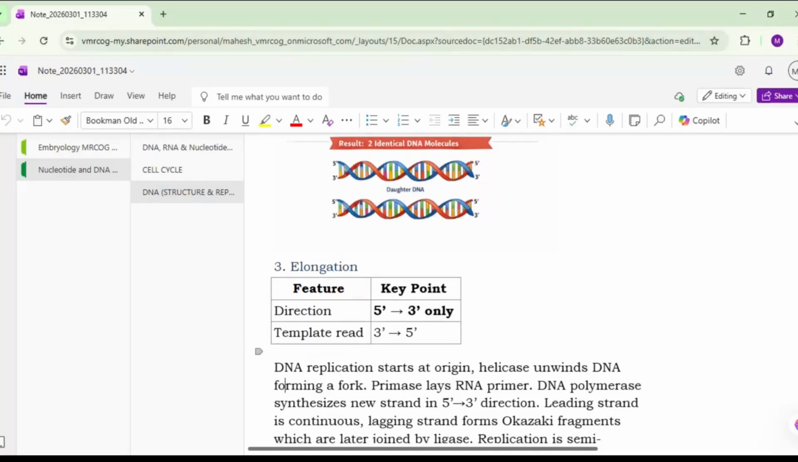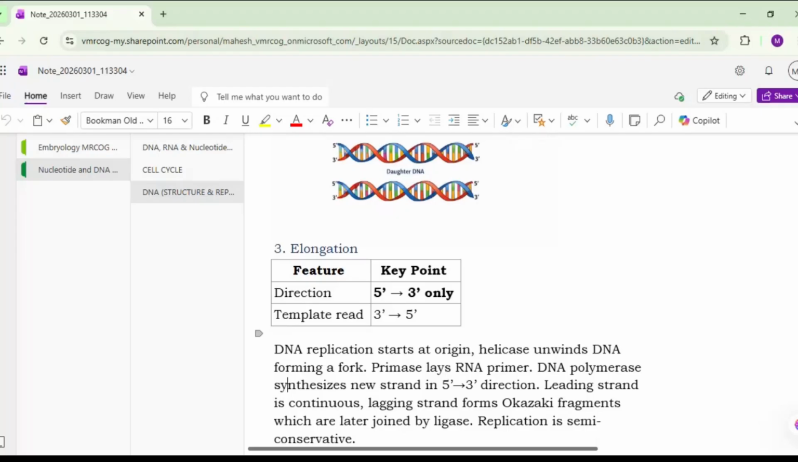So DNA replication starts at the origin. Helicase will unwind the DNA, forming a fork. Then primase lays the primer. DNA polymerase synthesizes the new strand in the 5' to 3' direction. Remember, DNA polymerase cannot act alone. It requires a primase. Okay, so this primase lays the RNA primer, and then the DNA polymerase will act, and it will synthesize the new strand from 5' to 3' direction.